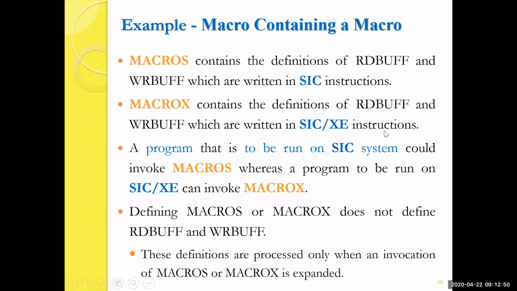So as I mentioned, macro S contains definitions of rdbuff and wrbuff for SIC instructions, and macro X contains definitions of rdbuff and wrbuff for SIC/XE instructions. Now, if a program that is to be run on a SIC system wants to use rdbuff or wrbuff, then it can invoke macro S. Whereas if the program is to be run on SIC/XE, then it can invoke macro X.